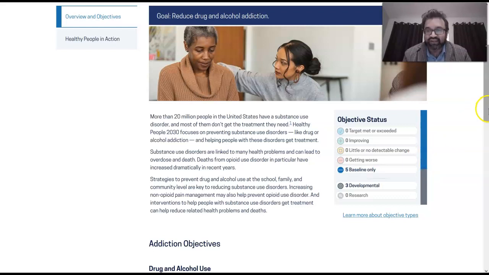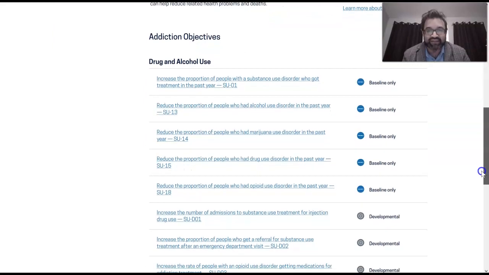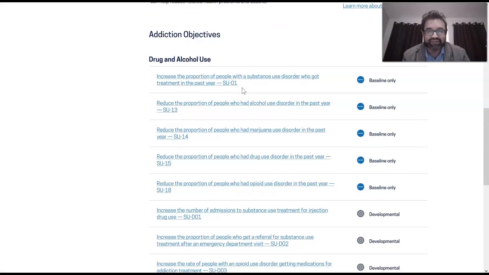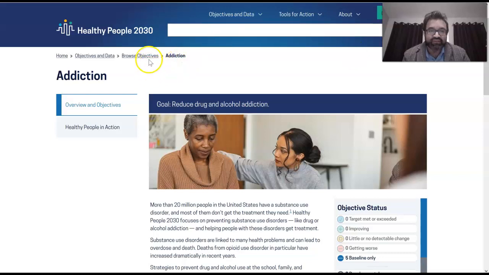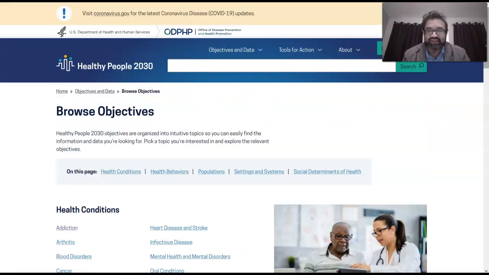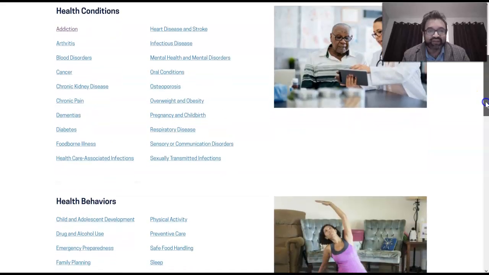So if you scroll down in this page, you can see additional addiction related objectives that have been provided here. And for all of these, there's only baseline data provided, as you can see to the right. This first one: increase the proportion of people with a substance use disorder who got treatment in the past year. So we're looking to increase treatment levels. If we look at browsing objectives, you can go into any topic or subtopic. For instance, cancer. You can even go into dementia or infectious diseases. So there are a lot of different health conditions that you can explore further.